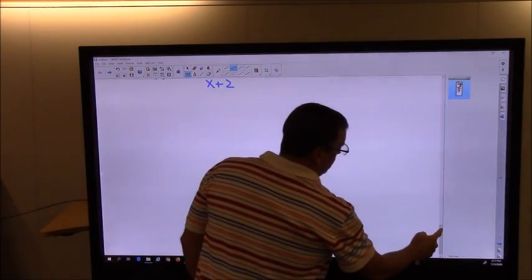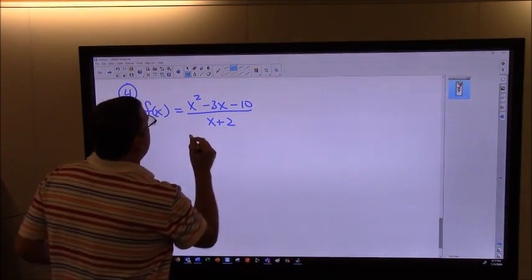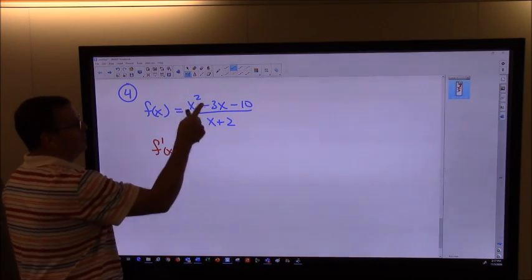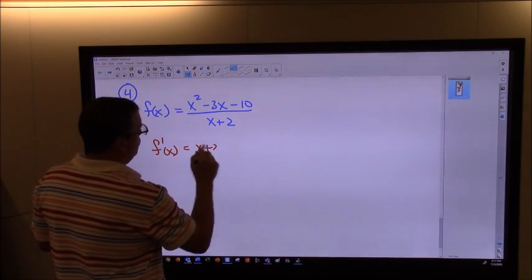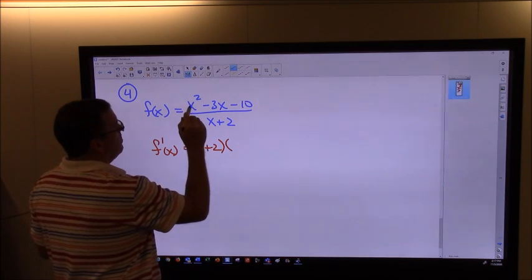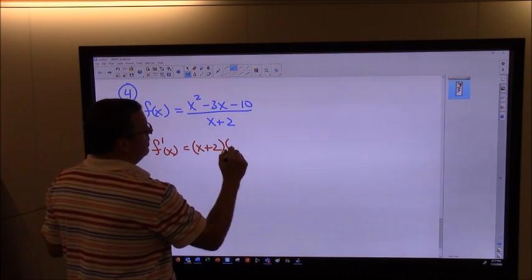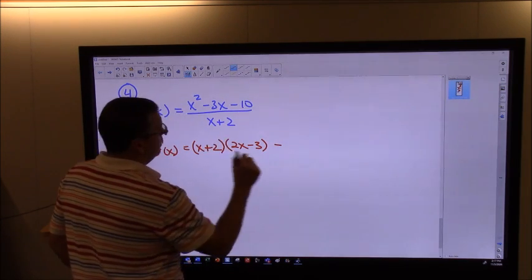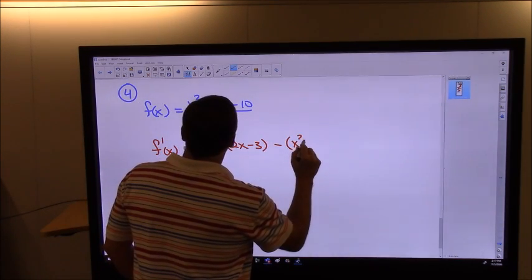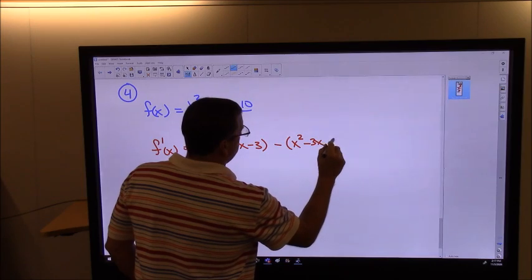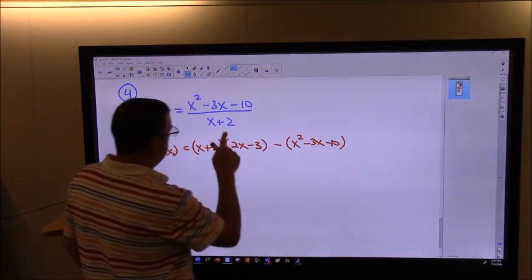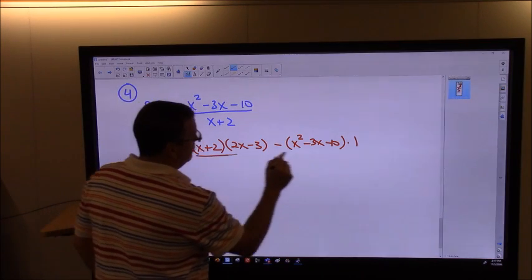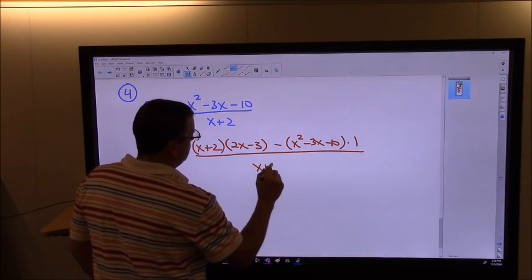All right, so f prime of x equals low d high, so I've got x plus 2. The derivative of the high part will be 2x minus 3. Less high d low, x squared minus 3x minus 10, and the derivative of the low part is just 1. All over low squared we'll go.